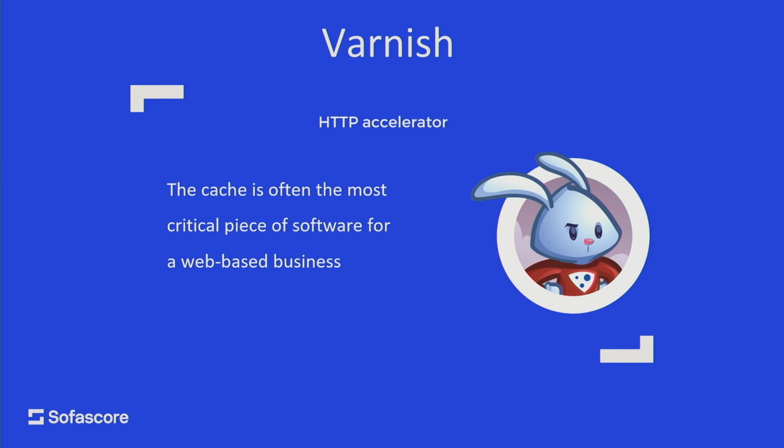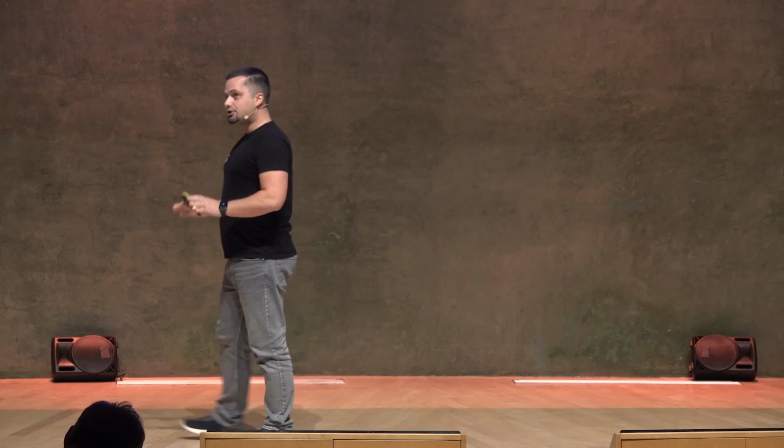So Varnish is a reverse HTTP proxy that caches your content. It can cache anything from HTML, JSON, whatever. If it's HTTP, it will cache it. It's free, it's open source, it's fast. It's what allows us to have the system that we have. I cannot stress how good this thing is.